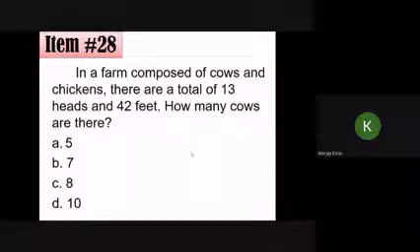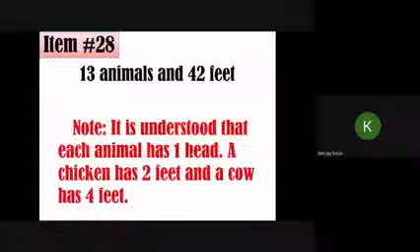Okay, let's do first an elementary approach. But remember, we have an assumption here that each animal has only one head. Because others would say, sir, maybe I saw a chicken with 2 heads. Or maybe, sir, I saw a cow with only 3 feet. Take note, it is already an assumption that all the animals involved here are, quote-unquote, normal. Okay?